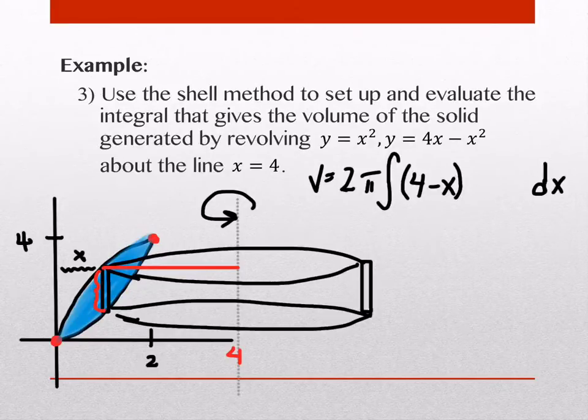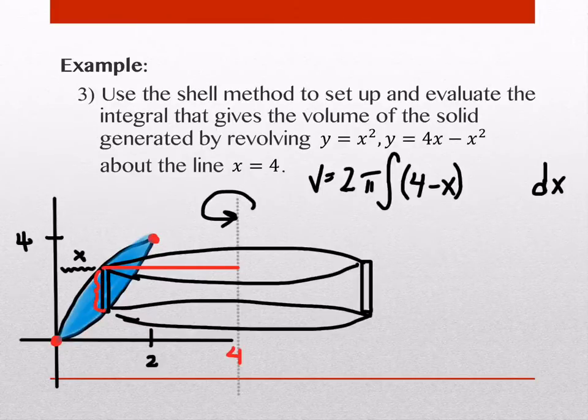Yes, can you describe what you did, Evan? I subtracted the 4x minus x squared from the x squared. Okay, all right, so let me rephrase. You subtracted the curve that's on top minus the curve that's on bottom.